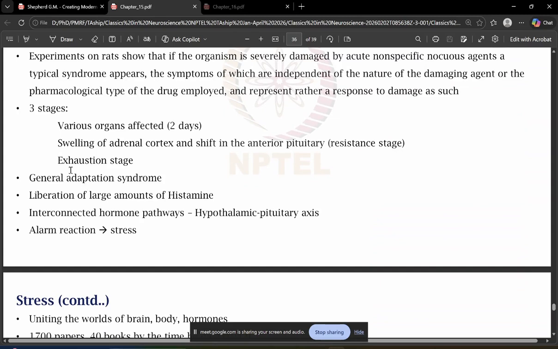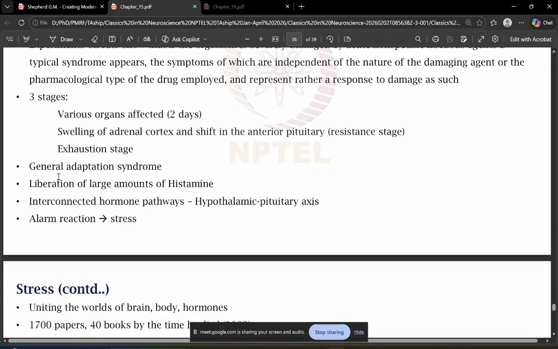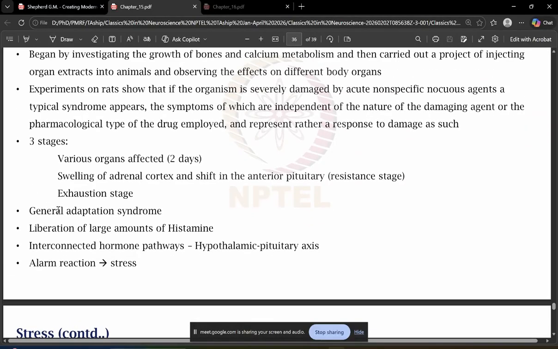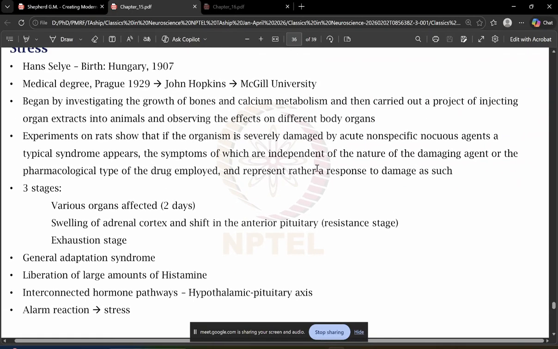And finally, the third or final stage, even after the resistance stage, if the syndrome progressed or persisted, was called the exhaustion stage. So these were the three stages that he described. And he initially called this syndrome the general adaptation syndrome, because, like we discussed, it was a response to damage itself.